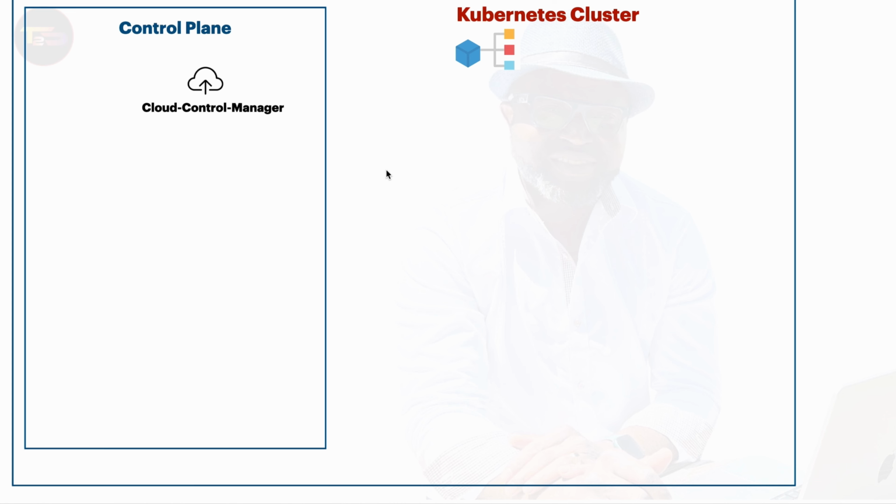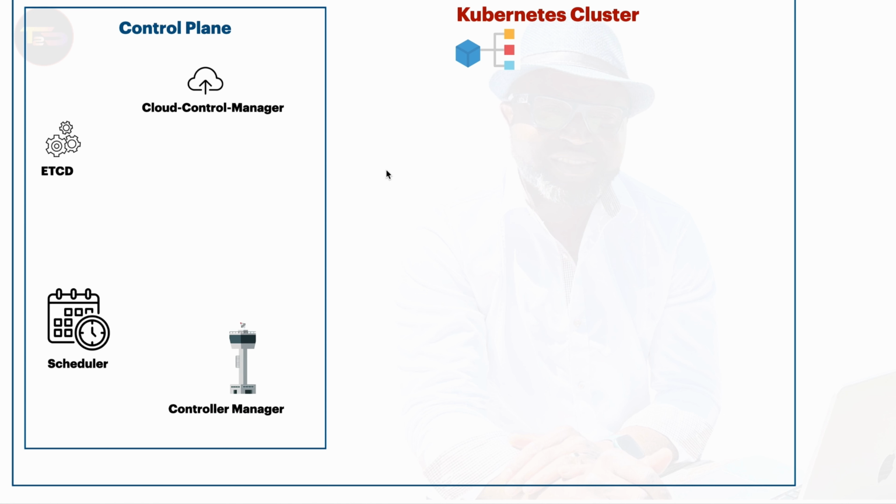Then the control plane has the following components. It has the Cloud Control Manager. The next one is the etcd, you would call it. The next component is Scheduler. You have Controller Manager. Then you have the Kube API Server. So the way these components work is that the etcd, that's like the brain of the control plane. It stores every information and it keeps track of what's going on.